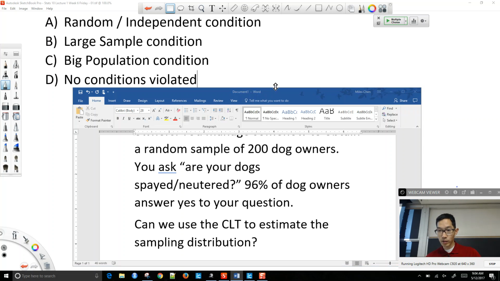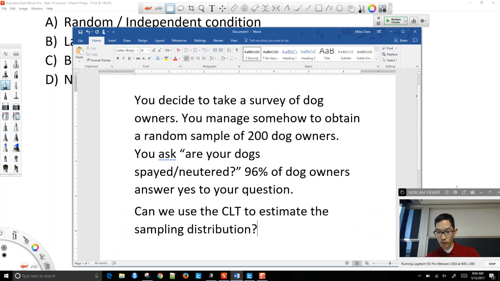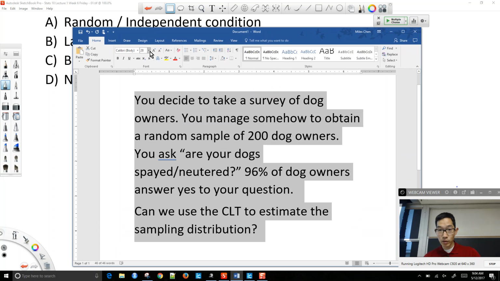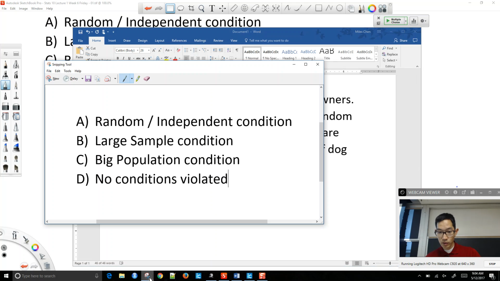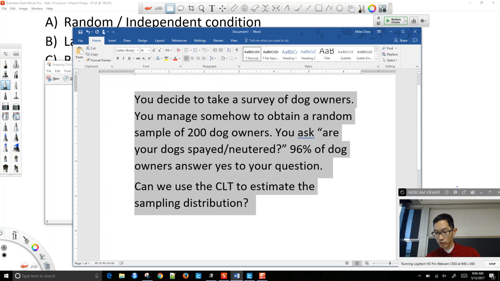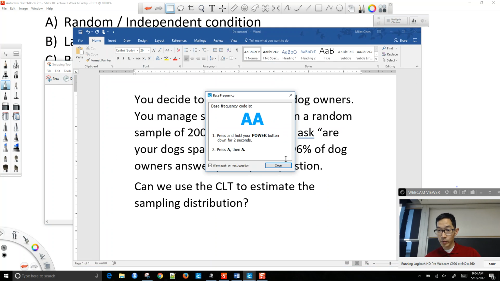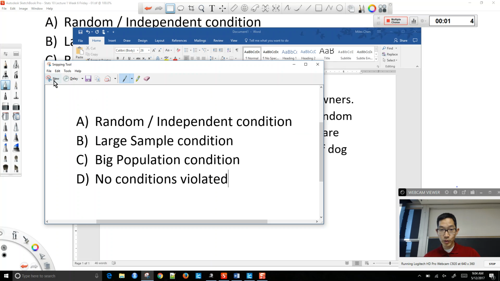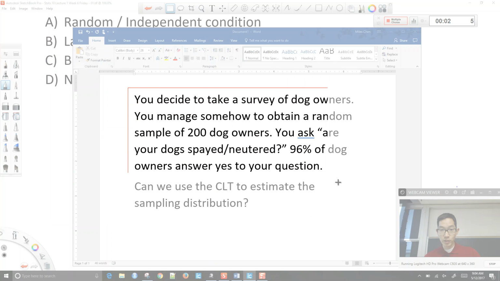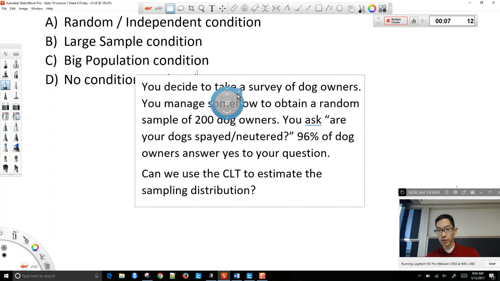Let me see if I can copy this over. I need to shrink this text just a tiny bit. Okay, so you can talk to your neighbors about whether any conditions have been violated, yes or no.